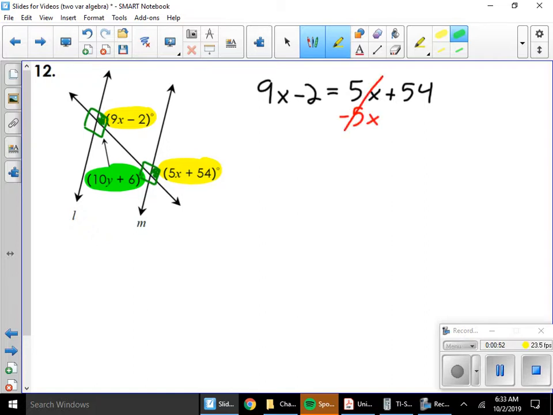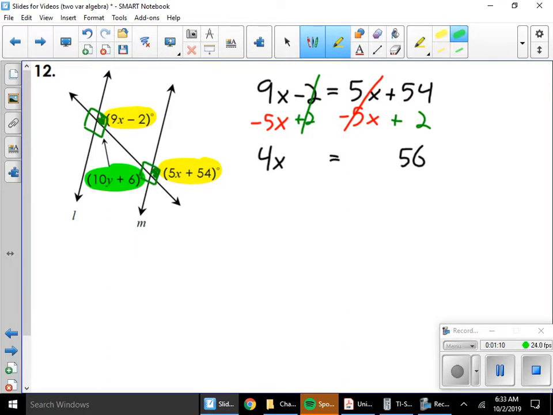Subtracting 5x from both sides, we'll move all my variables to the left. Adding 2 to both sides, we'll move my constants to the right. 9x take away 5x is 4x. And on the right side, 54 plus 2 is 56.